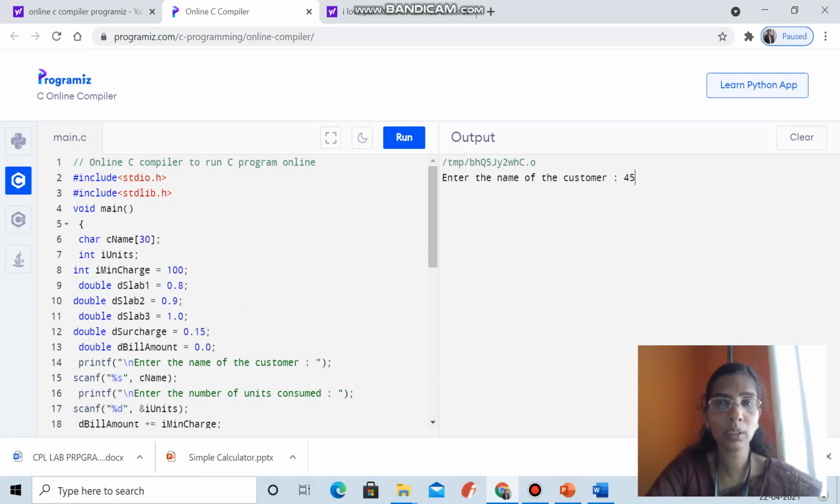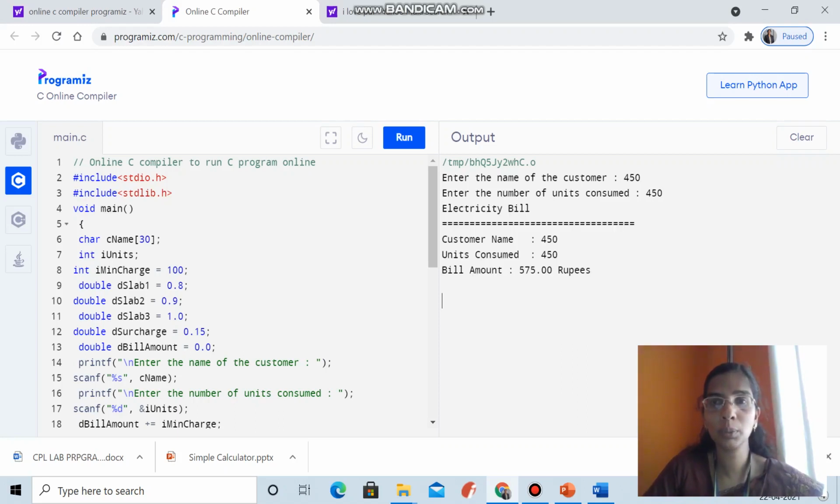I'll give one more. Suppose my units consumed is 450, it is more than 300. Sorry, that should be customer name first. Units consumed, and this is the bill amount. So first 200 units it will be 80 paisa, next 100 at 90 paisa, above it 1 rupee, plus minimum charge 100, plus that 15% surcharge will be calculated, since units consumed is 450. So thank you.